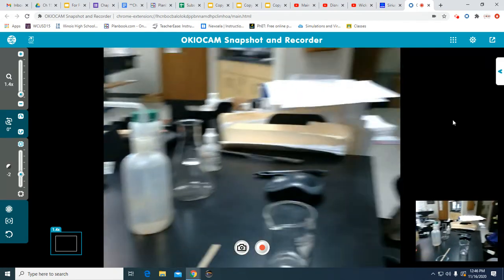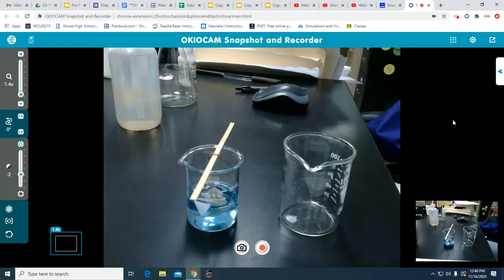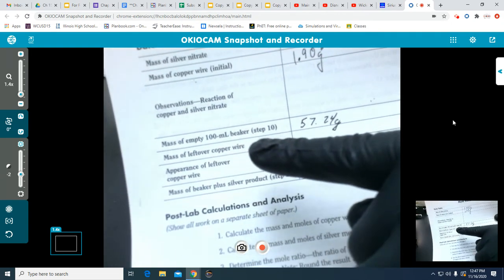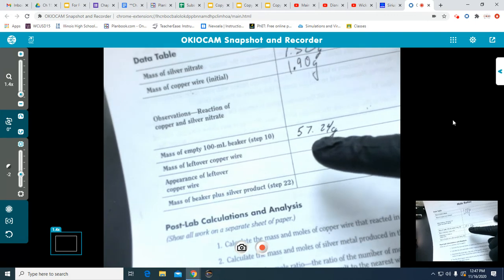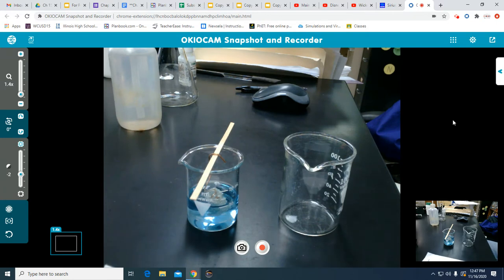All right, so now comes the nerve-wracking steps here. So we are on step 12, and while holding the wire with the wooden splint, we have to place the copper wire above a clean 100 ml beaker. But before we get to that, while that was occurring, on step 10, it says I had to find a 100 ml beaker and weigh it. And so on the back, it says mass of empty 100 ml beaker. It was 57.24 grams. So you'll need to know that number, especially for tomorrow. Anyway, back to step 12.